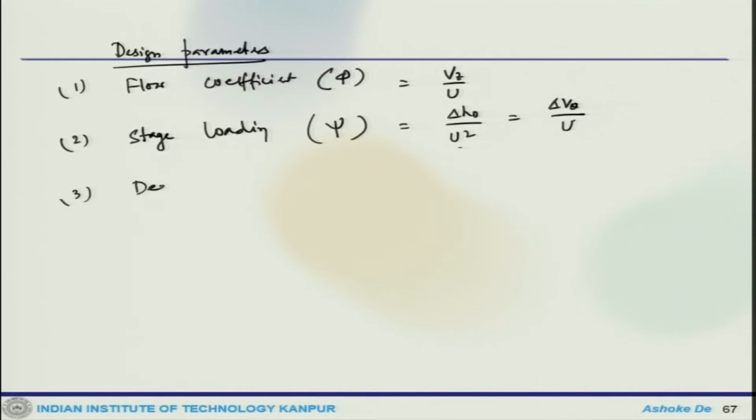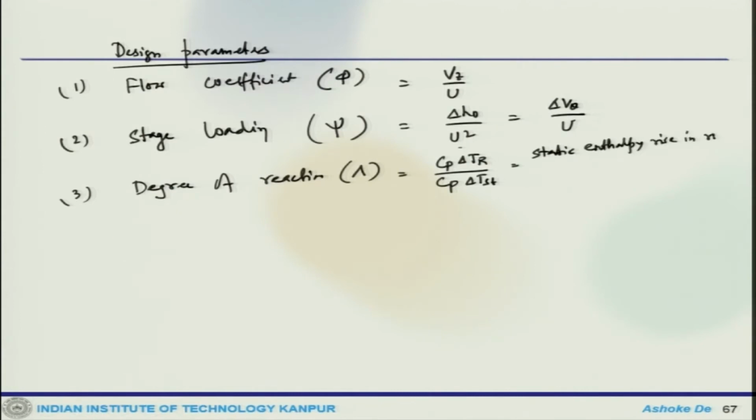And third could be the degree of reaction, which is given as a ratio of Cp delta T r by Cp delta T st. That is the ratio of the static enthalpy rise in the rotor divided by the static enthalpy rise in the whole stage.